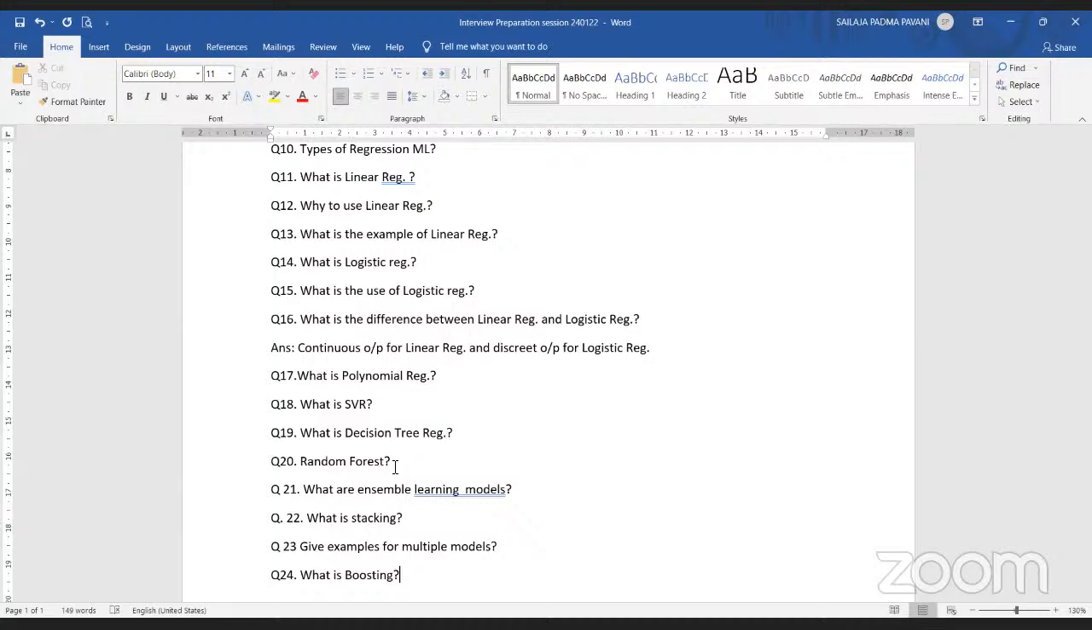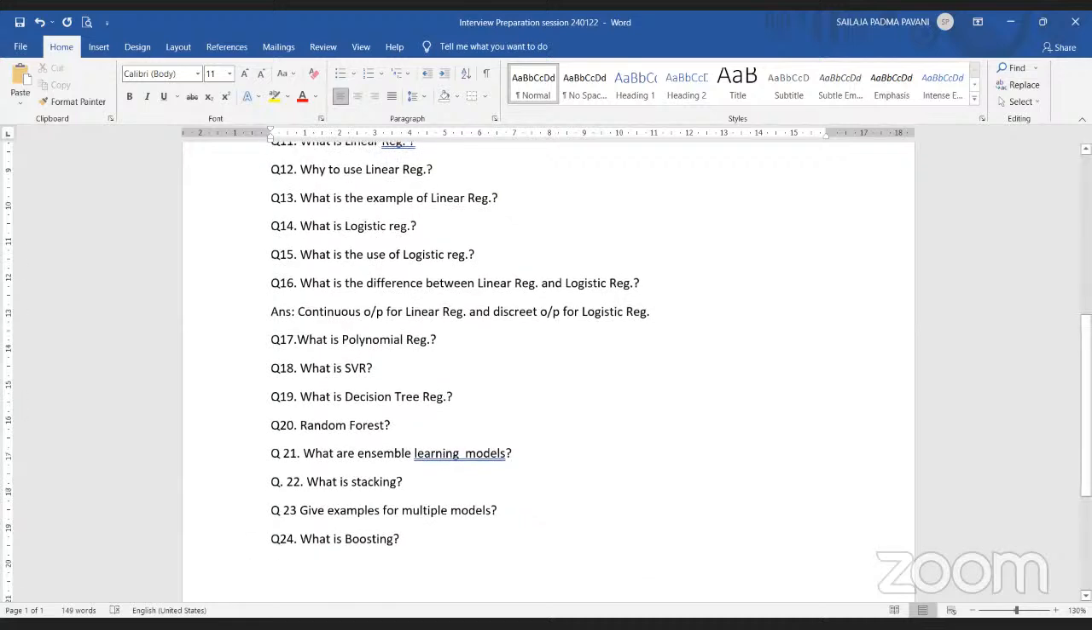Now, my next question is, what is ADA boosting? What is ADA boosting technique?